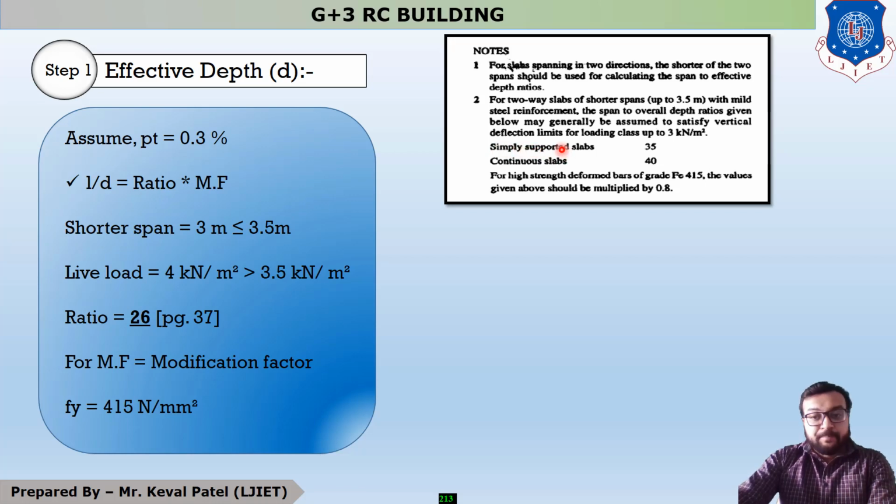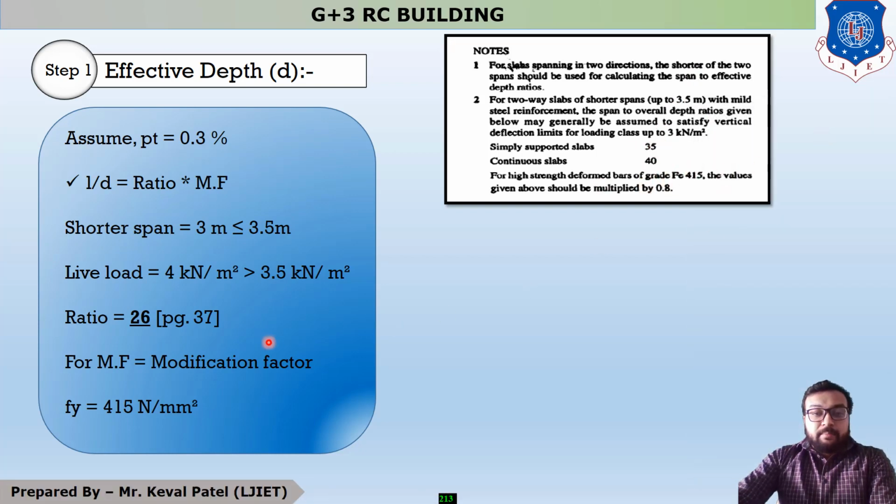If your slab is simply supported, then the value of the ratio for two-way slab is 35, and for continuous slab the value of the ratio is equal to 40. But these 35 and 40 values are for Fe250, which means for mild steel only. Whenever you have to use Fe415 or Fe500, and you all know that Fe415 and Fe500 are HYSD bars, high yield strength deformed bars, then for high yield strength deformed bars, this value is multiplied by 0.8. It means if your slab is a continuous slab and both the conditions have to be satisfied, then you have to take the value of the ratio as 40 into 0.8.